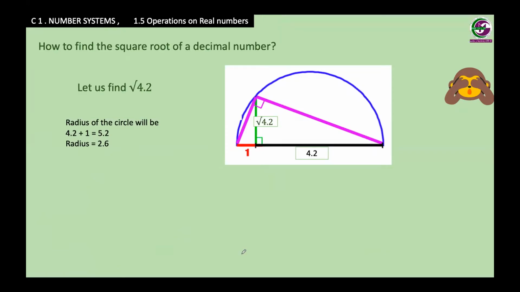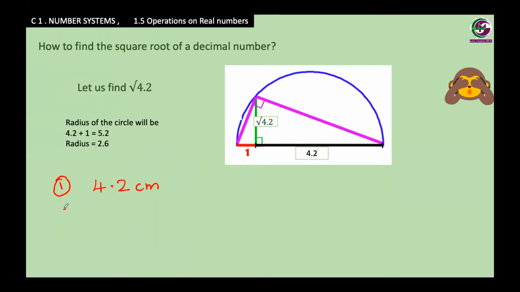Okay. Now let's see how to represent or how to get the square root of a decimal number on a number line. In the previous lesson, you learned how to represent the square root of a whole number on a number line. Here we are representing the square root of a decimal number on a number line. For that, we have to follow a few steps. Step number 1, we have to draw a line of measurement 4.2. Remember, the question is square root of 4.2, but we take 4.2 centimeters.